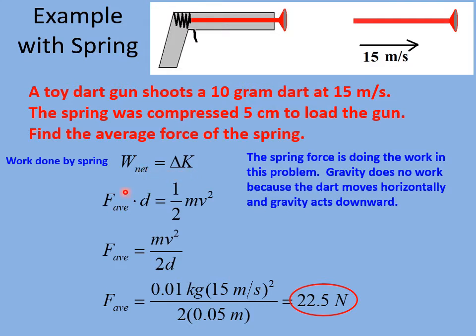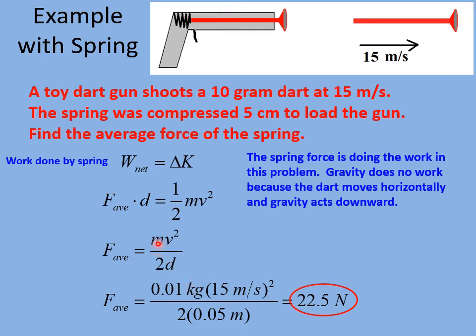So our net work is the average force of the spring times the distance that the spring pushes on. And that is equal to the change in kinetic energy. Now the change in kinetic energy of the dart is just equal to 1/2 mv squared. This is the final kinetic energy of the dart. Remember, it starts at rest, and its final kinetic energy is 1/2 mv squared. So we're trying to solve for this average force here. So all we have to do is divide both sides by d. So the average force is mv squared over 2d, and we can plug in all our numbers.